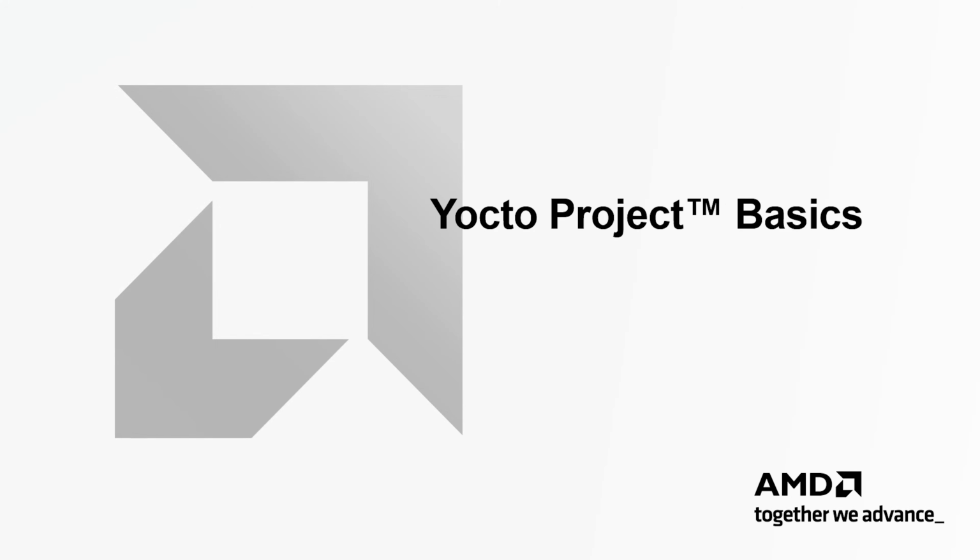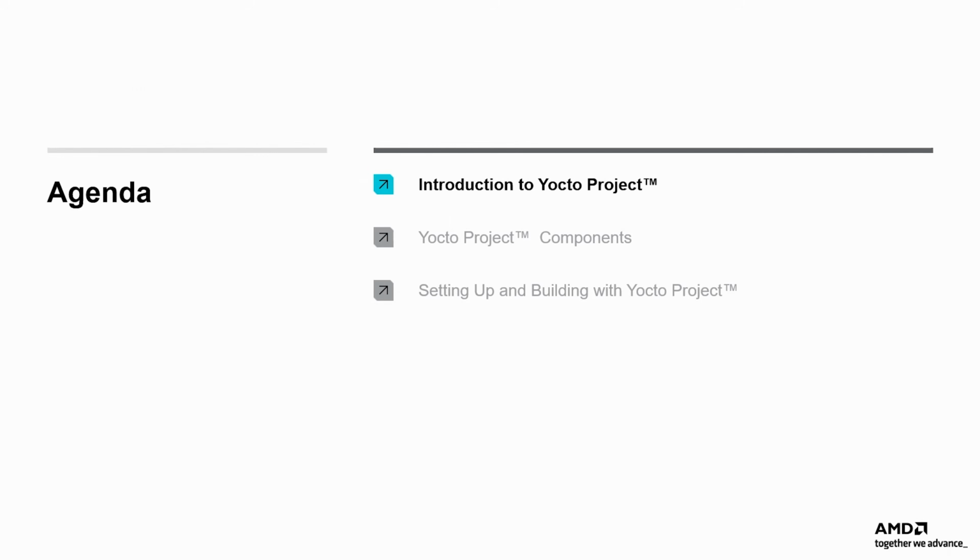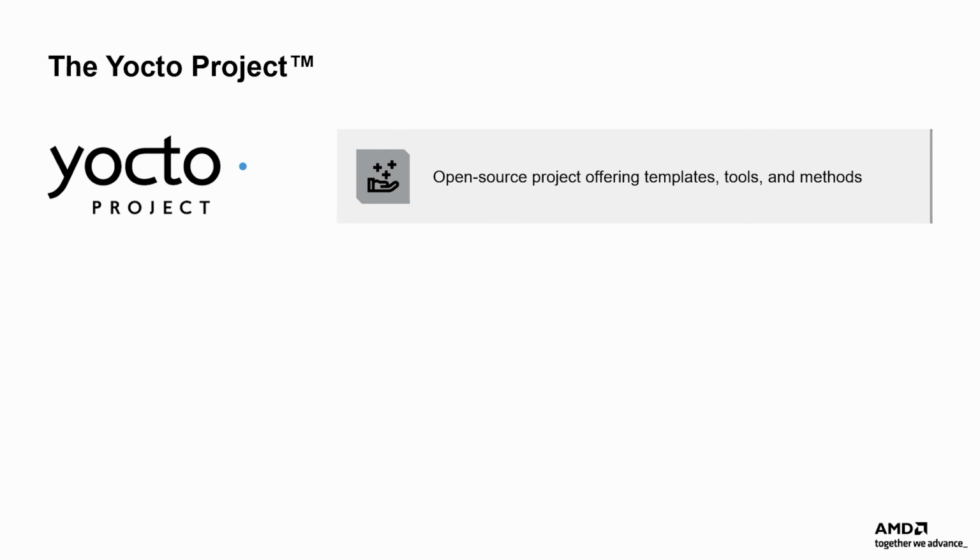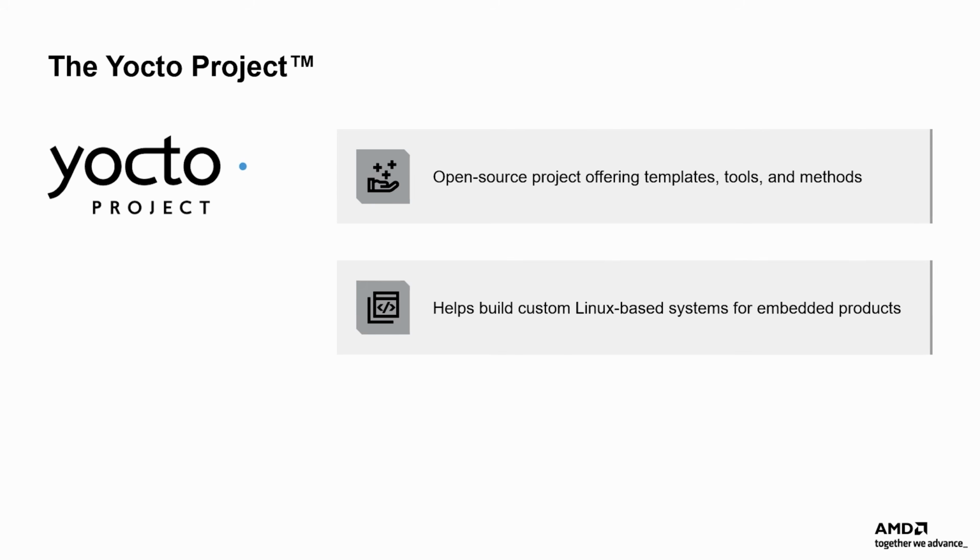Welcome to this Yocto project tutorial, where we introduce a widely used and flexible toolset for embedded Linux development. The Yocto project is an open source initiative that provides a comprehensive set of templates, tools, and methods for building custom Linux-based systems tailored for embedded products. Yocto project enables you to build efficient, scalable, and production-ready systems from the ground up.